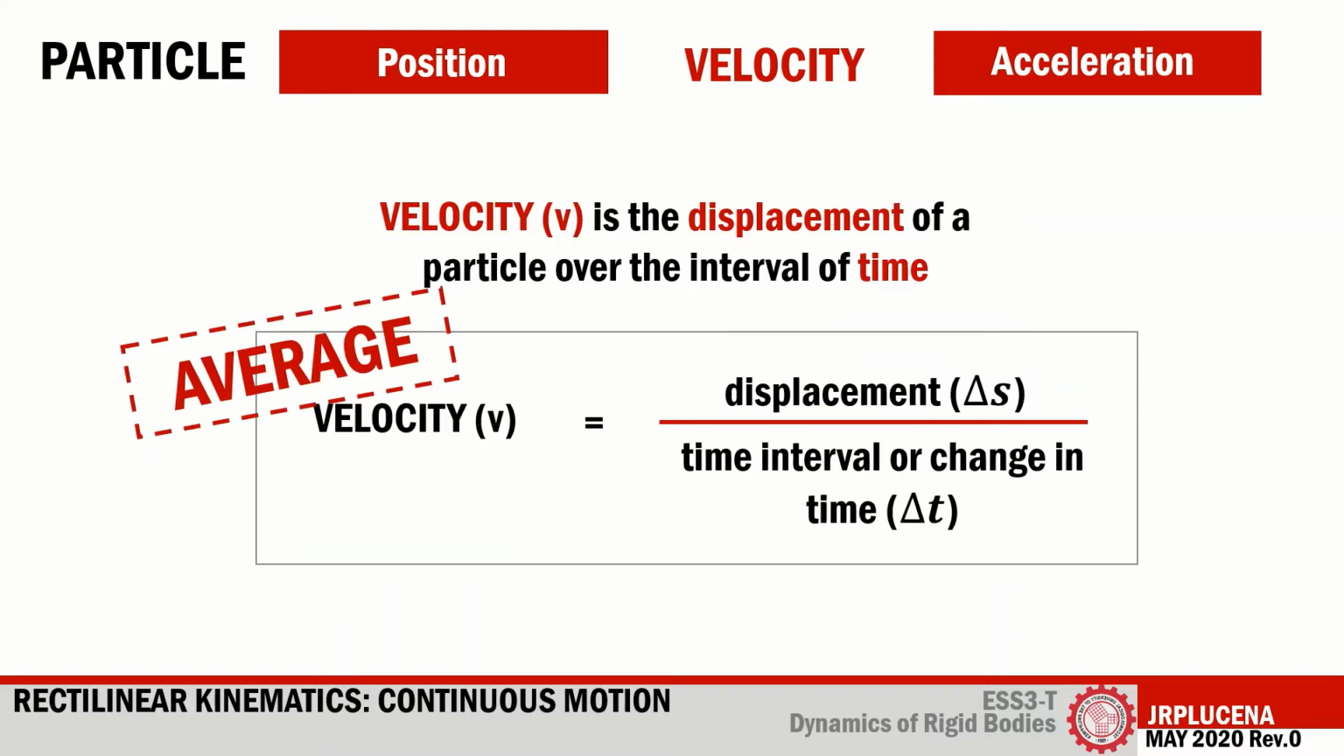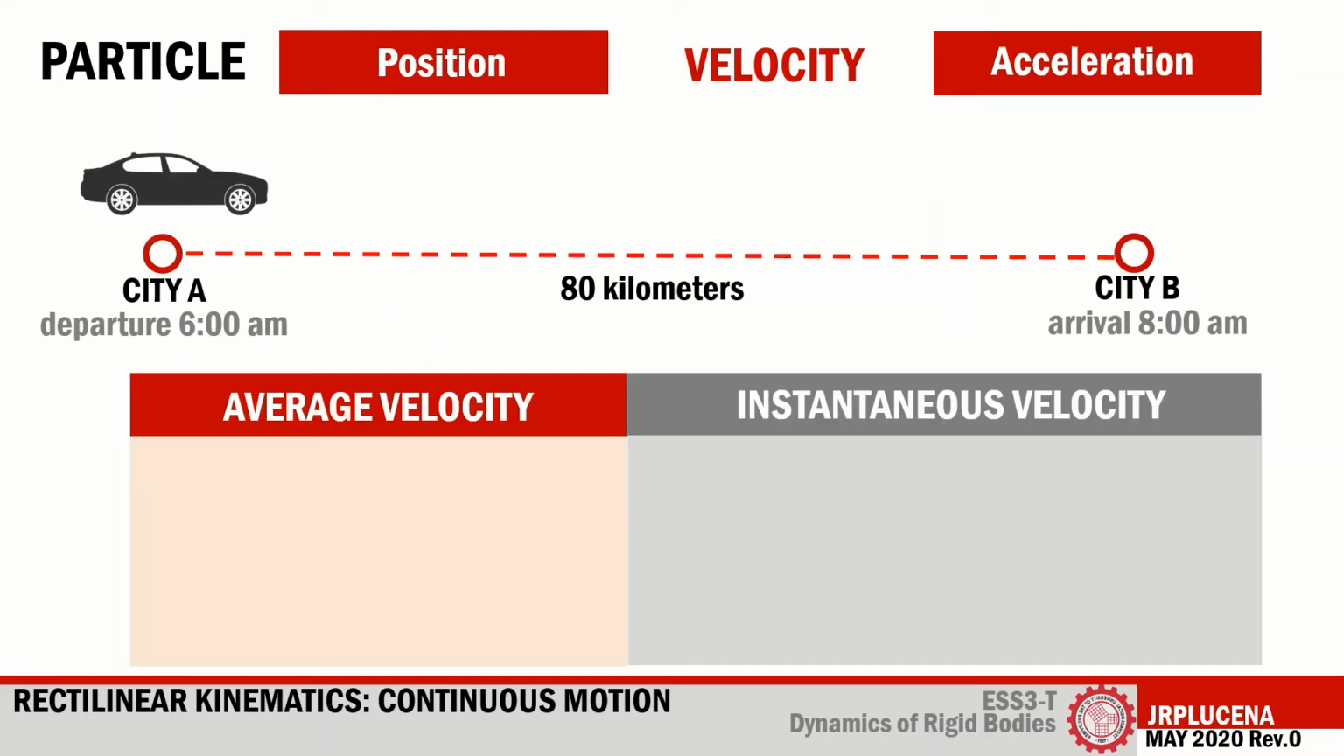So let us go back to the definition of velocity, that is displacement or delta s over the interval or change in time delta t. And that is what we call the average velocity. There is what we call an instantaneous velocity, and we will appreciate the difference between average velocity and instantaneous velocity in this example.